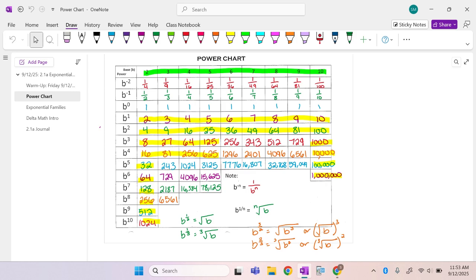All right. Now, the little note part at the bottom. So b raised to the negative n power, that's the same thing as 1 over b to the n power. So for example, if you had 2 raised to the negative 2 power, that's exactly the same thing as 1 over 2 squared, which would be, 2 squared is 4, so it'd be 1 over 4.